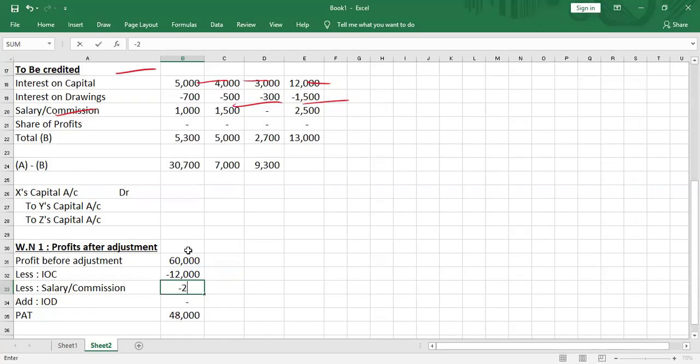Salary or commission is also subtracted. So I'm taking from the table and subtracting it here. Interest on drawings is added. So I'm adding it here. So I compute the new profits to be 47,000. Now this 47,000 only is the correct profit which should be distributed. So I'm distributing it in the ratio 3:1:1.